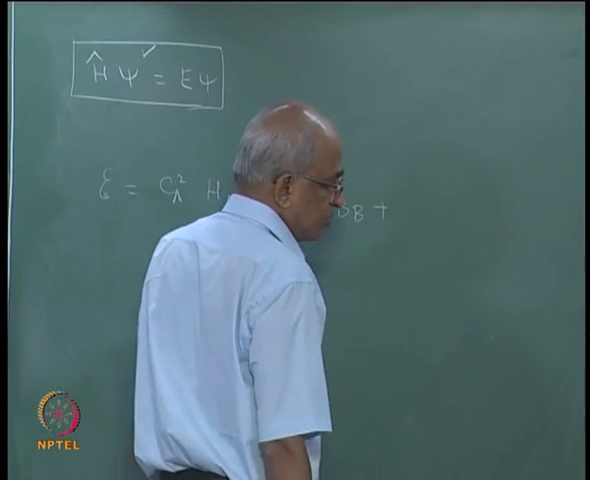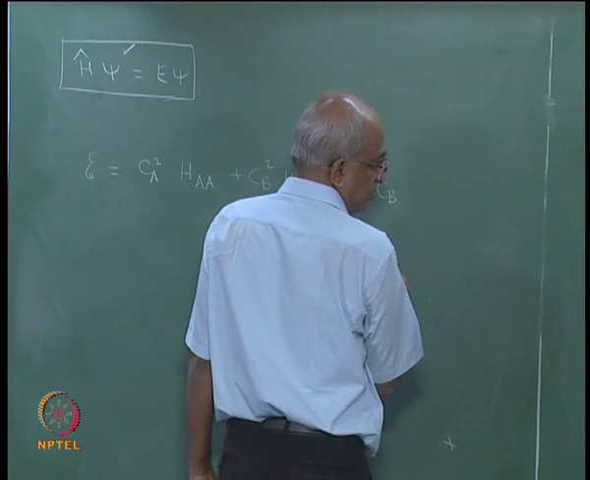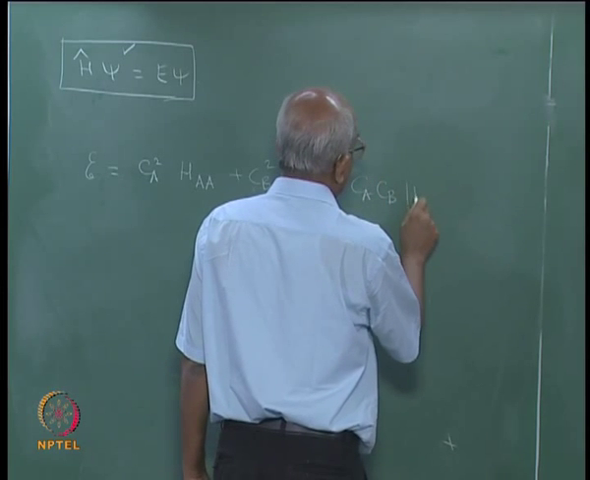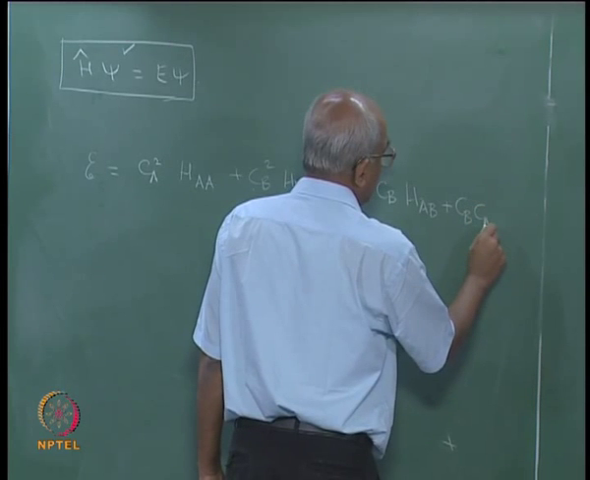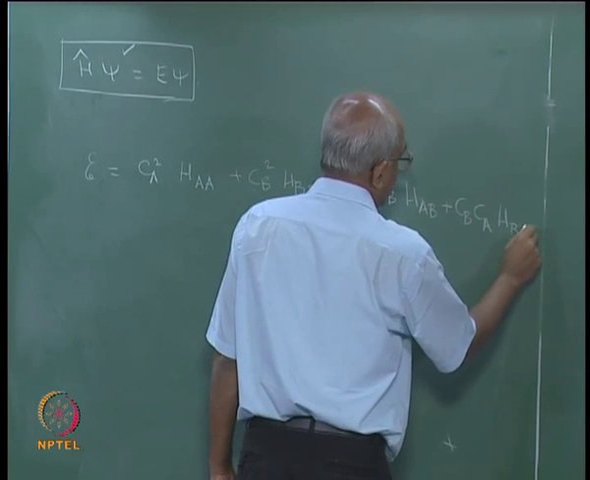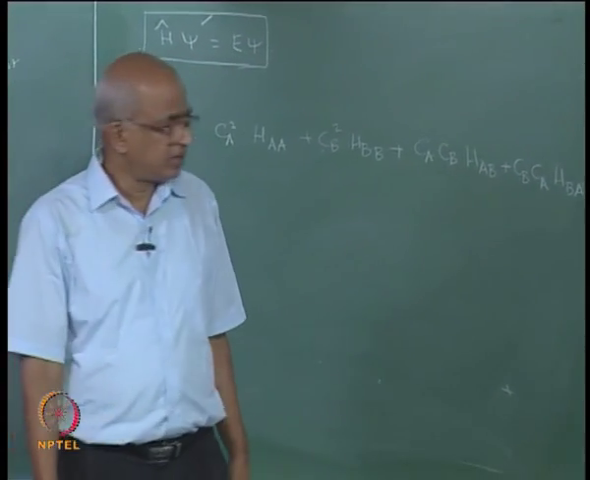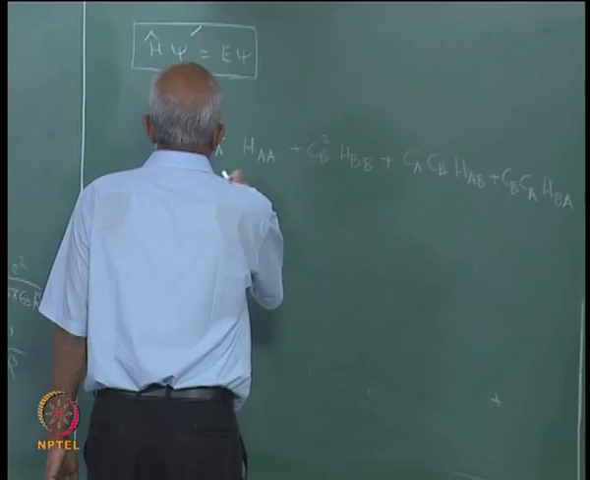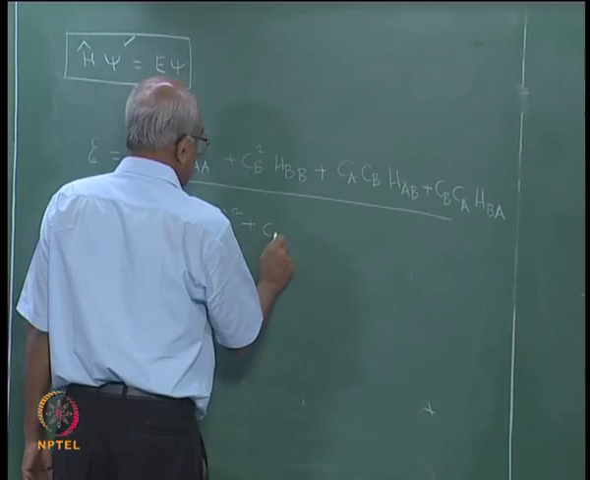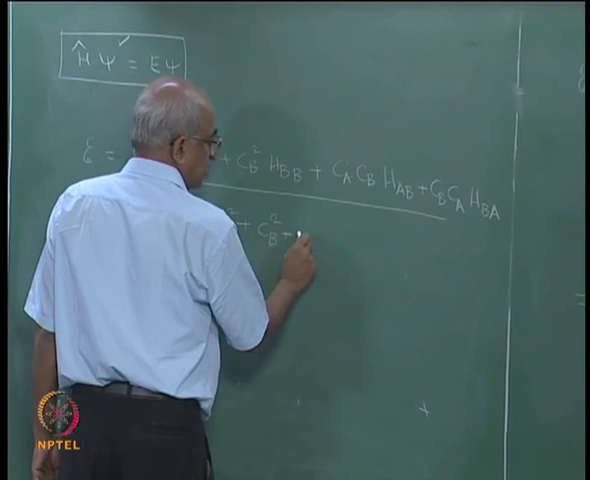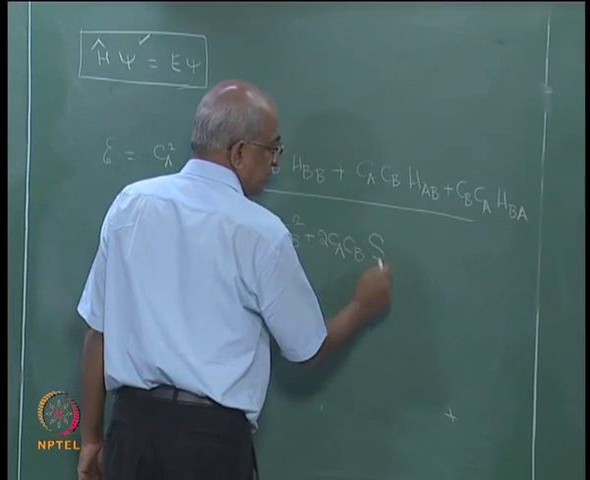And what about the other two terms? Well, you have CaCb HAB plus CbCa HBA, that is the numerator. And you have to divide this by Ca square plus Cb square plus 2 Ca Cb S.